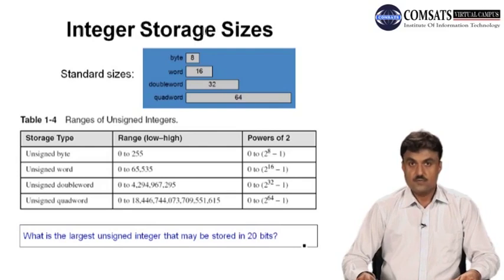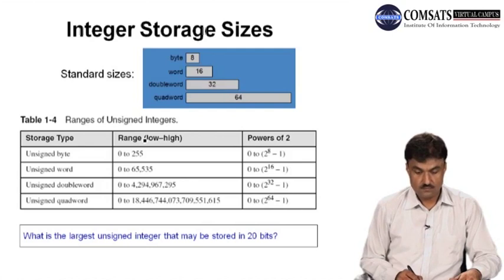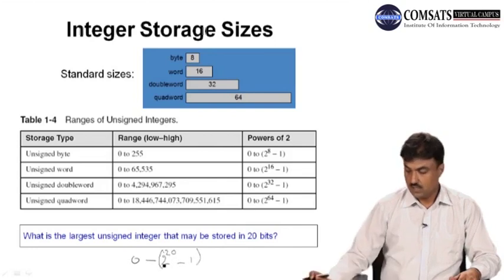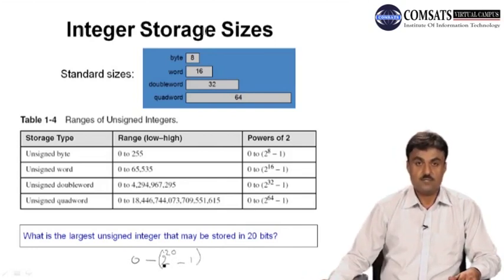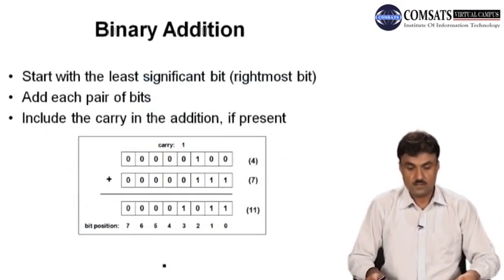For example, if somebody asks you what is the largest integer for 20-bit storage, the rule of thumb is it will start from 0, so 0 to 2 raised to power 20 minus 1. This is the range of numbers we can store in a 20-bit memory location or memory size. And now we will start some basic operations like binary addition and other stuff.